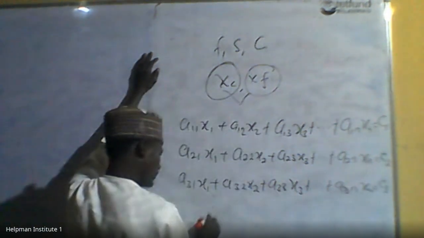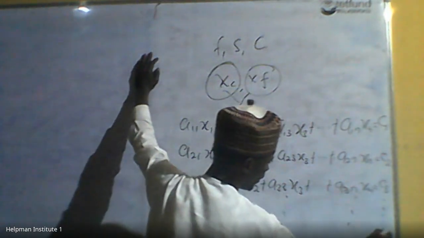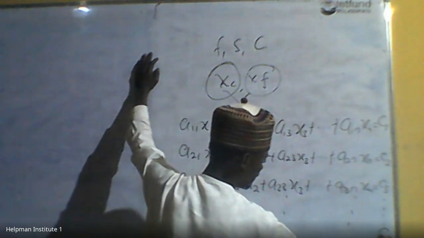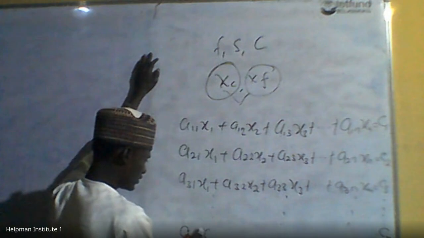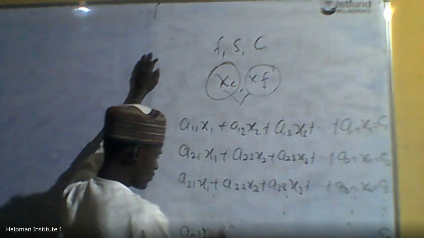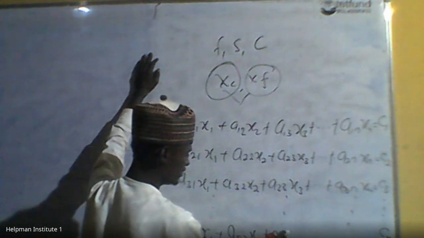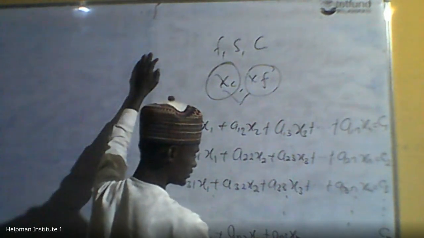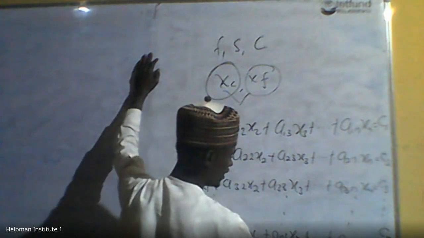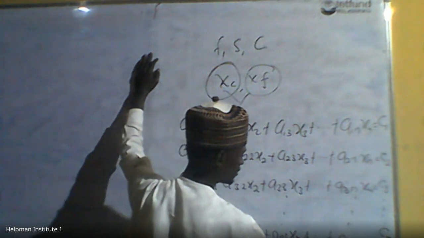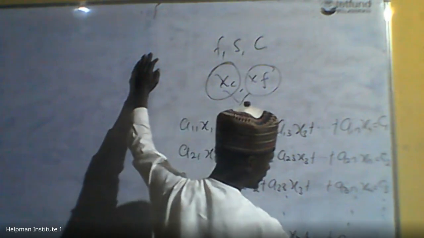So if we have this kind of system of linear equations, as you can see, we have cm, or let me even say cn. We have an1 x1 plus an2 x2 plus an3 x3 plus dotted line plus ann xn equals cn.